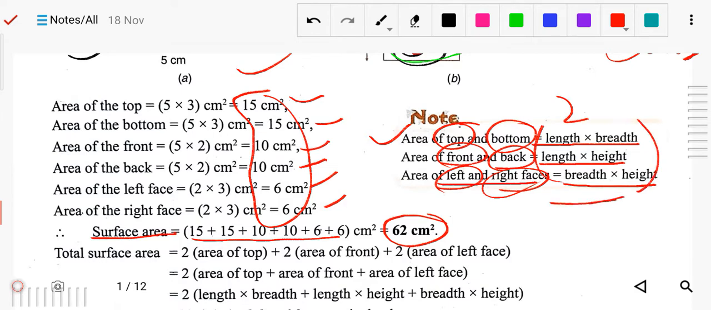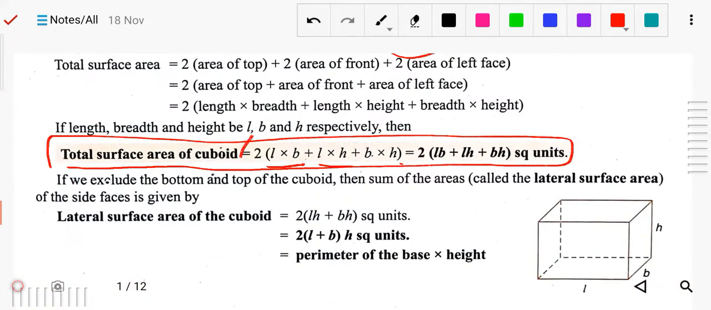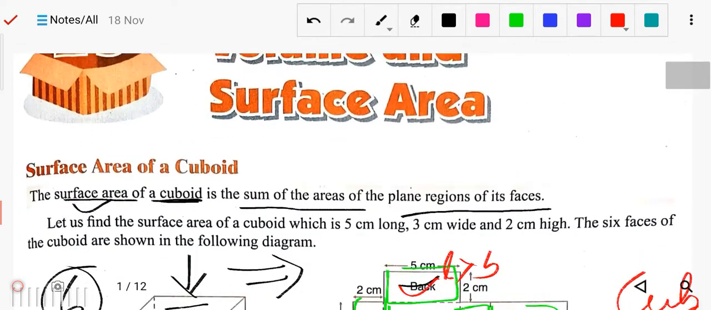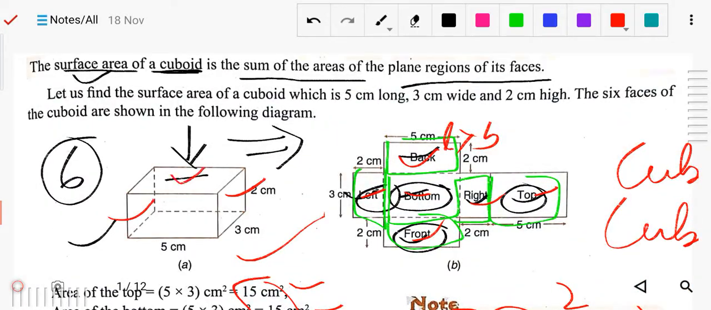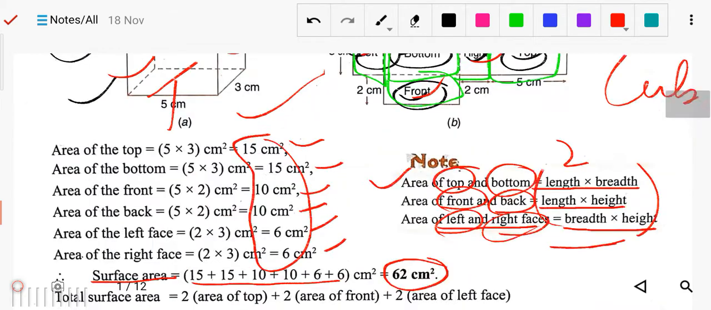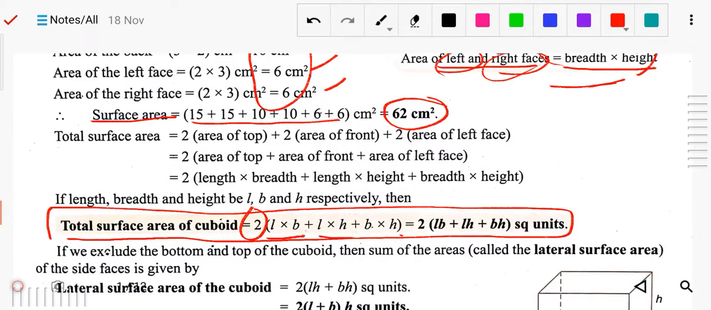This is multiplied by 2 in the formula because two of each are there: top and bottom, front and back, left and right. Otherwise you would have to add six times, so it is better to multiply by 2. So your formula is 2 into (L into B plus L into H plus B into H), and it will be in square units, because we are finding area, so we write it in square.